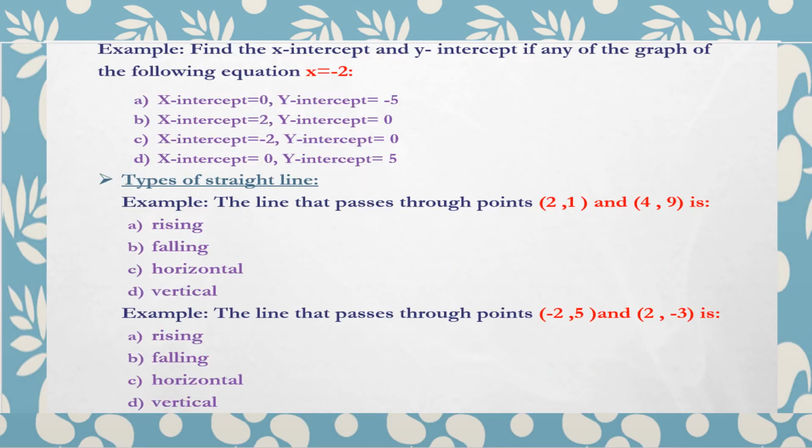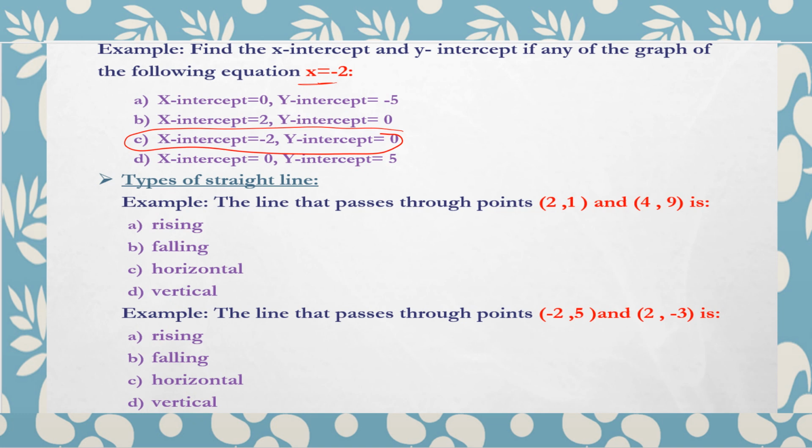Example, find the x-intercept and y-intercept, if any, of the graph of the following equation. In this equation, we can see that x equals -2 and we don't have y. So the y-intercept here equals 0 and the x-intercept equals -2. So the correct answer is C.